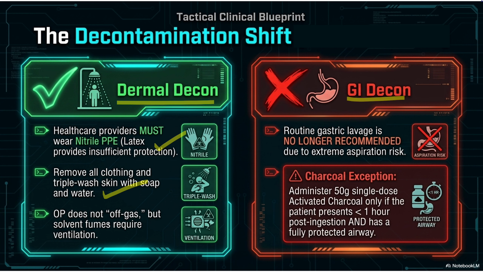Now compare that to the red GI decontamination box. Routine gastric lavage is no longer recommended. Activated charcoal may still be considered in selected cases if the airway is protected and presentation is early. But aggressive GI interventions are no longer automatic. Modern toxicology increasingly emphasizes provider safety and evidence-based intervention.